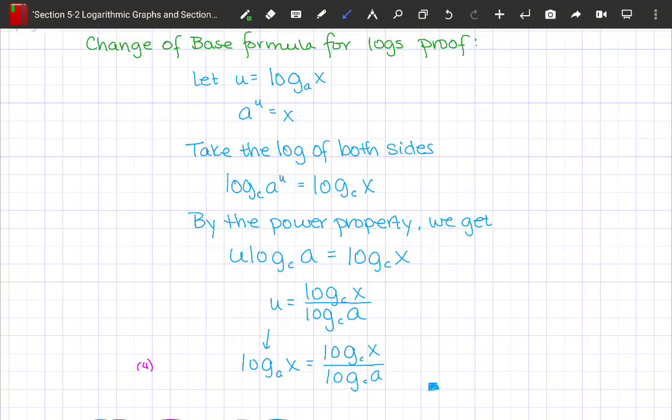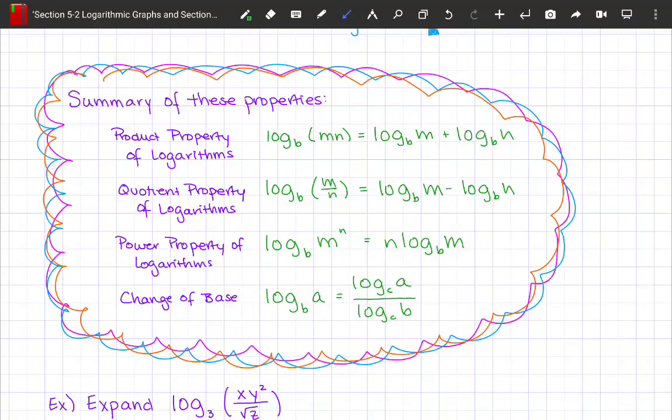So those were our properties. Like I said, I'm not going to test on the proofs. I think it's good you see where they're from, but now we're going to focus on using them. Before we do that, though, let's just summarize this again. Okay, so here's everything that we just said put together. This is the important thing that you need to know.